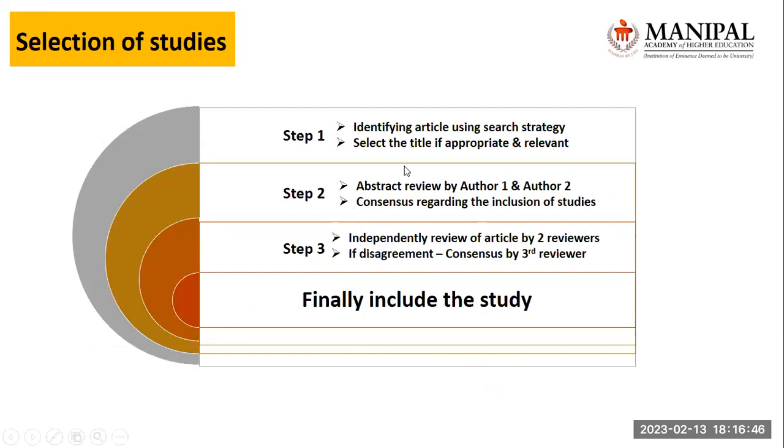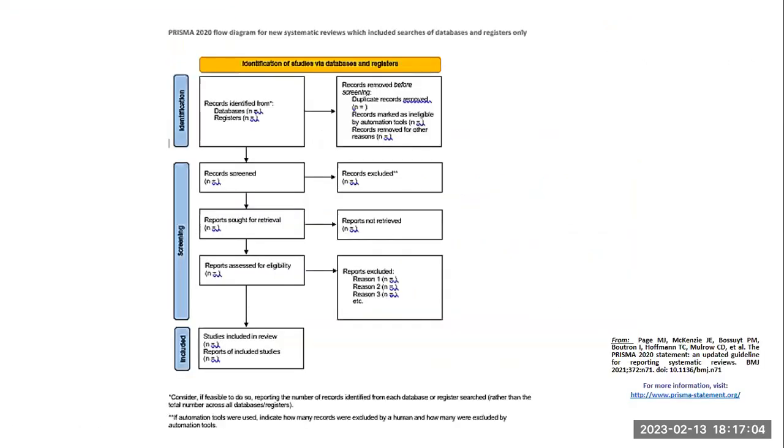And once you've done that, you identify the articles, and author one and author two will review the abstracts and also go for full text screening, and independently review these together. Finally, if there's any disagreement, as I said earlier, consensus is reached by the third reviewer or the senior author, and finally you include them in the study.